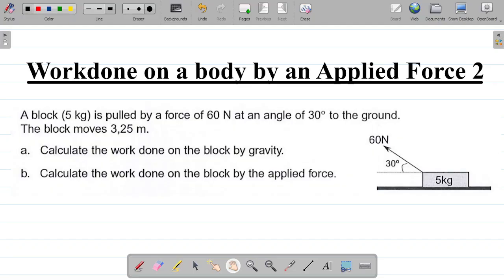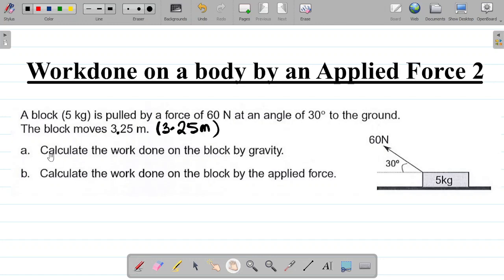All right. In this question, a 5 kilogram block is pulled by a force of 60 Newton at an angle of 30 degrees to the ground. The block moves 3.25 meters. So what you have here is actually 3.25 meters.